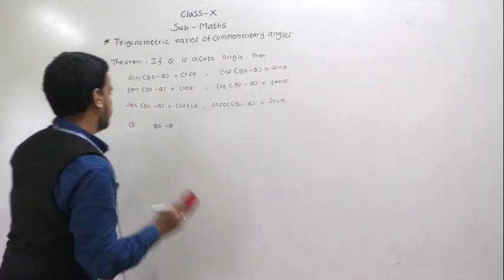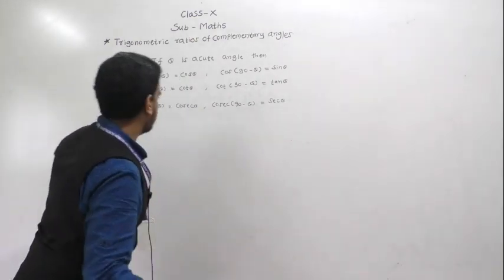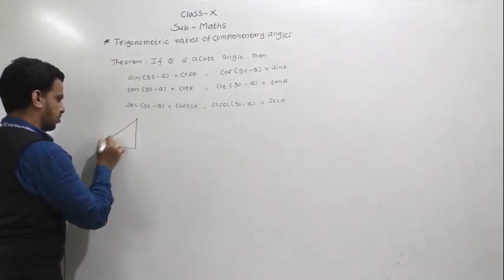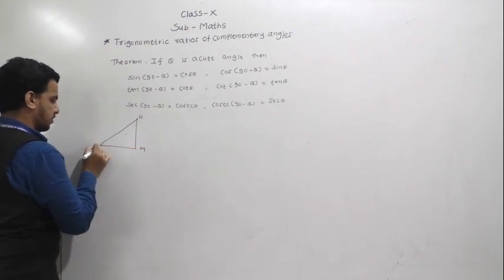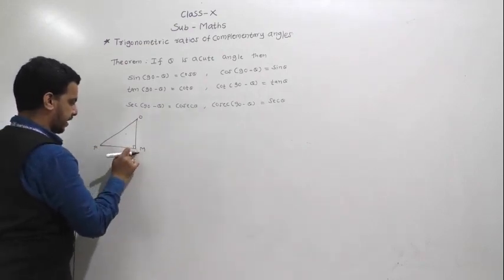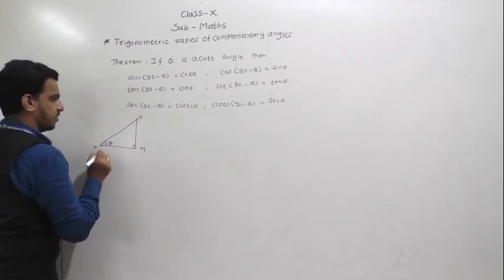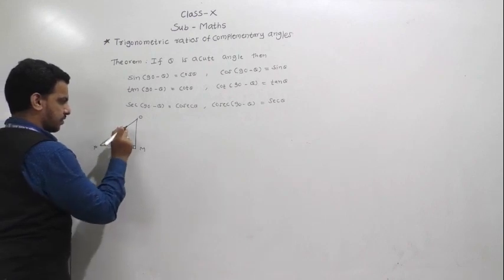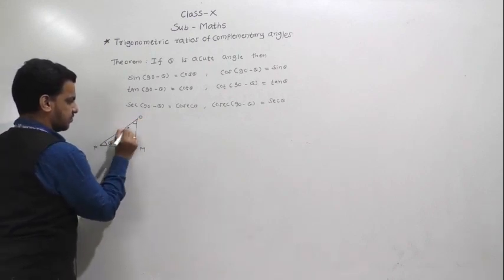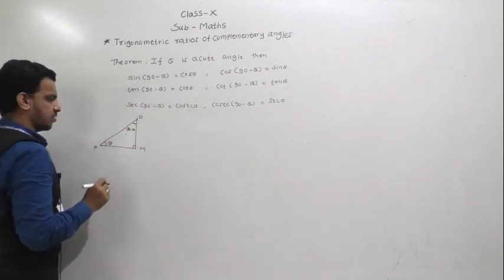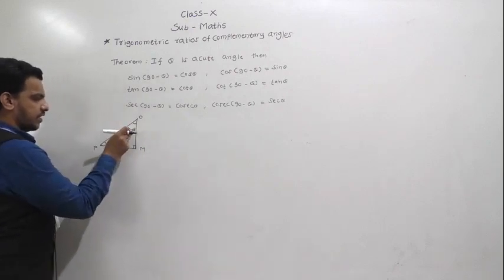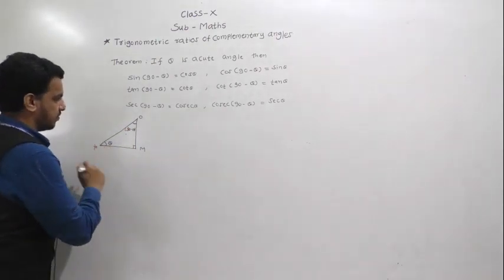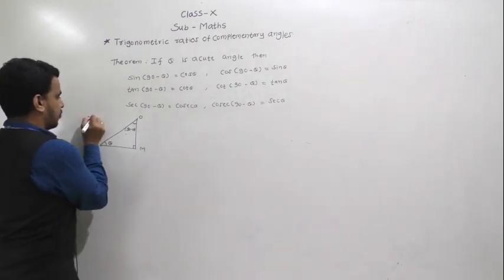Okay, now for this we have to consider a right triangle. So triangle OMP, this is a right angle at M, and angle P is theta. Okay, so if angle P is theta, by the angle sum property of a triangle, this angle is 90 minus theta. So angle O we can write here as 90 minus theta. Now we have to prove this.